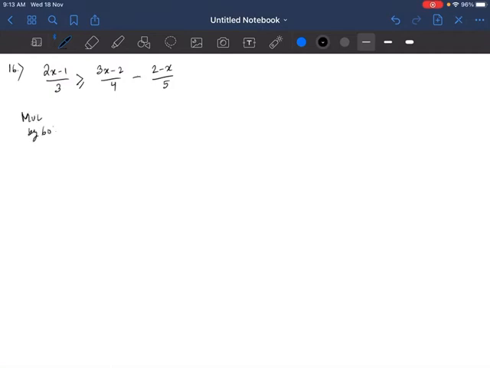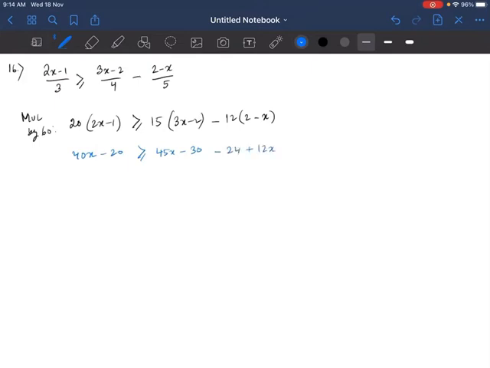So 60 divided by 3 gives 20, so 20 into (2x minus 1) greater than or equal to 60 divided by 4 gives you 15, so 15 into (3x minus 2), and 60 divided by 5 gives you 12, so 12 into (2 minus x). Now let us remove the brackets. So what you get is 40x minus 20 greater than or equal to 45x minus 30 minus 24 plus 12x.